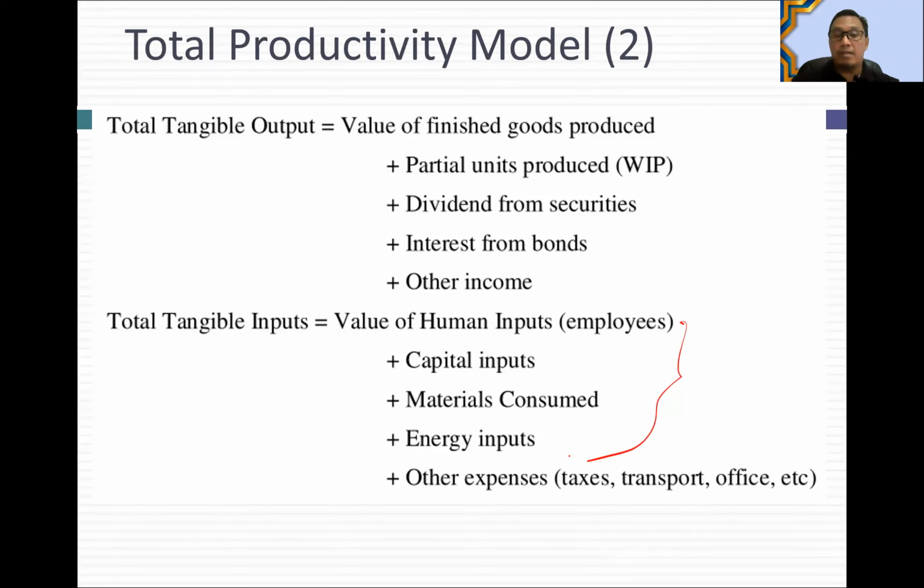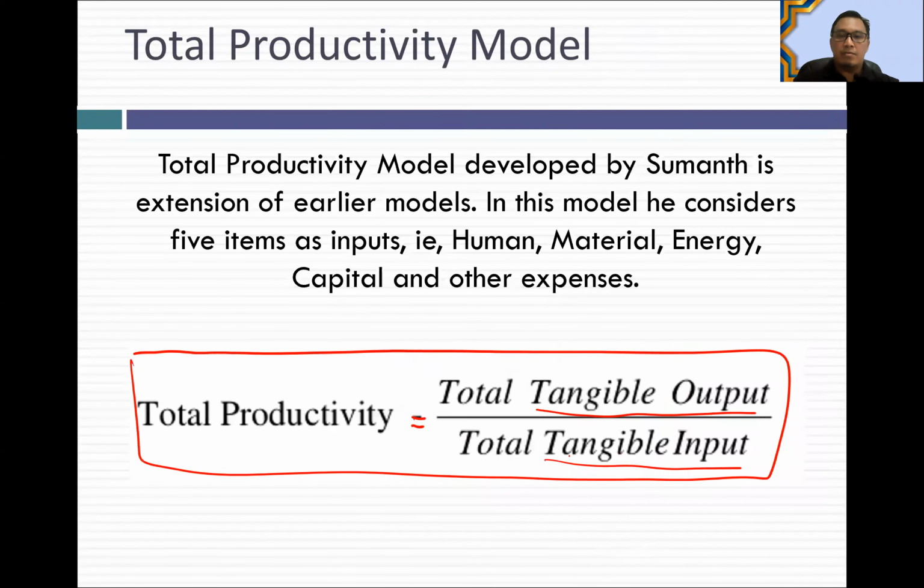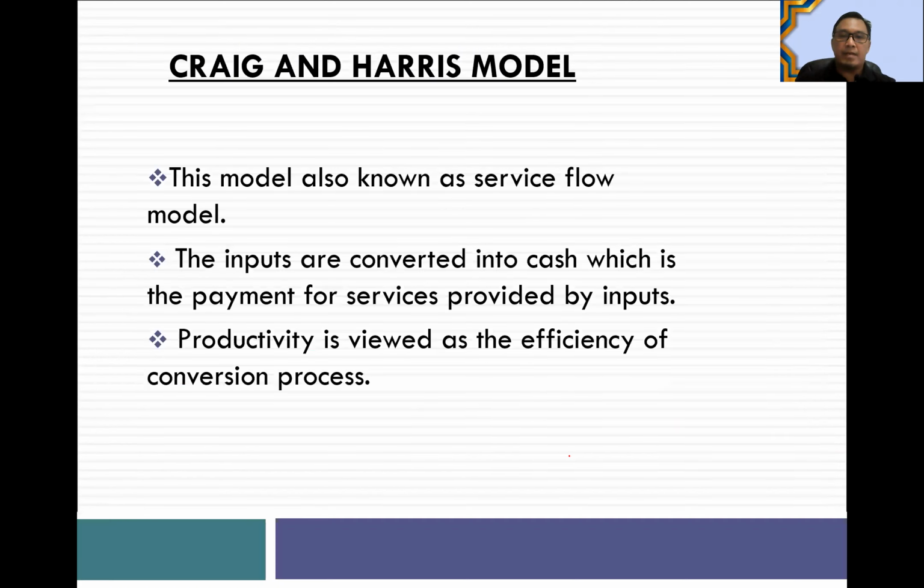So once again, the total productivity model by Sumanth can be calculated by calculating the total tangible output divided by the total tangible inputs. That's the Sumanth model.